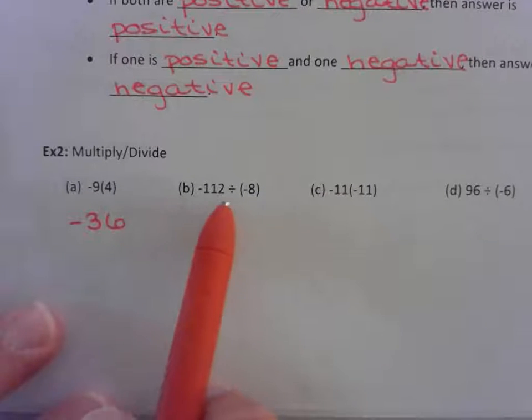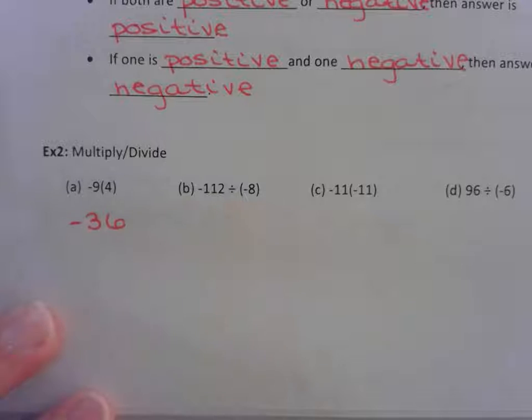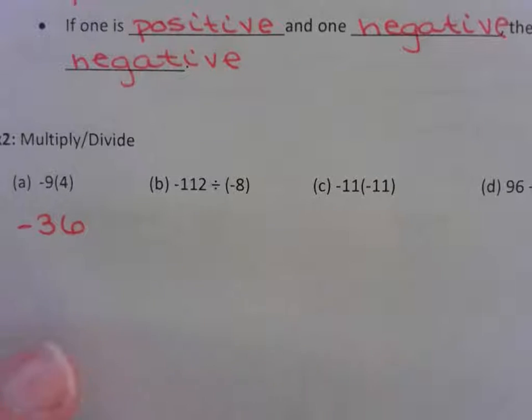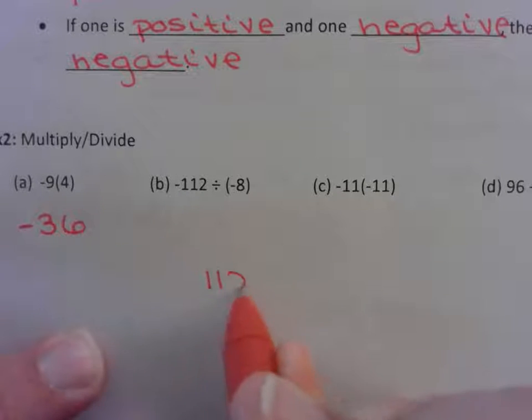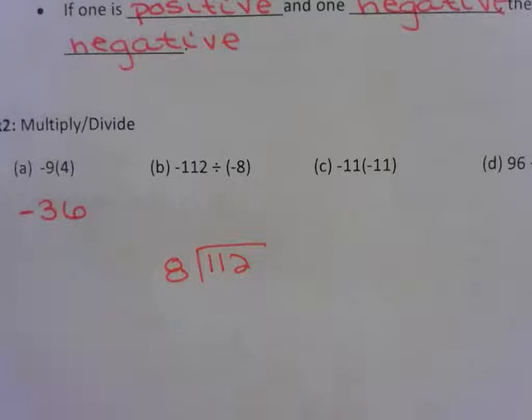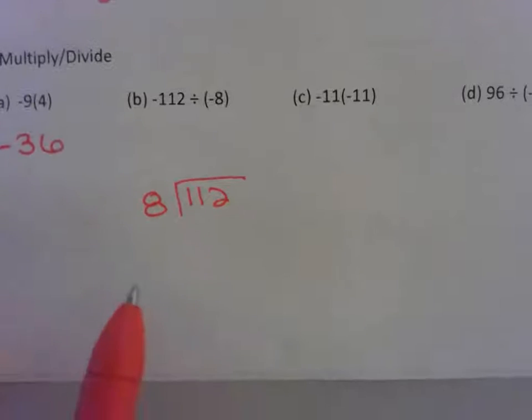Okay, negative 112 divided by negative 8. Now, I'm not going to let you use a calculator, so we're going to have to use long division, which is fine. 112 divided by 8. Now, I'm not even going to throw the negative in there because I know my answer is going to be what? Negative. No. Positive, because there's a negative divided by negative. So you don't really have to worry about putting the signs in there because I know my answer is positive because they're both negative.